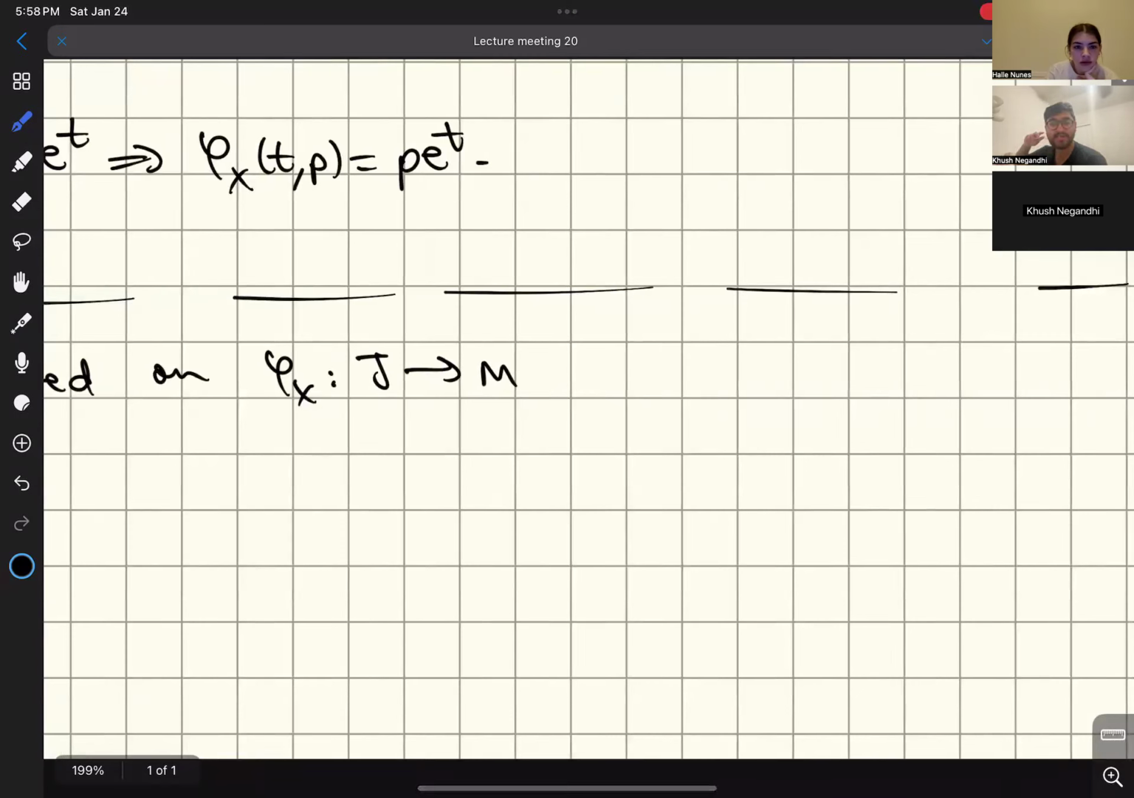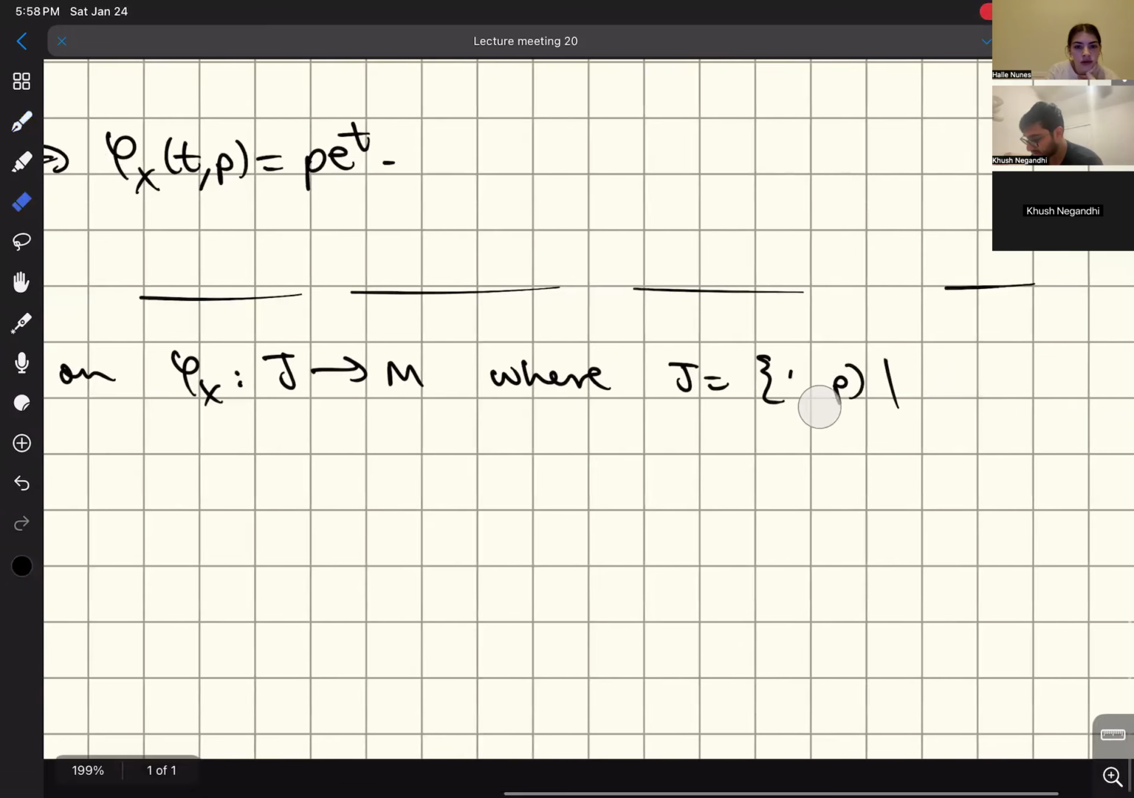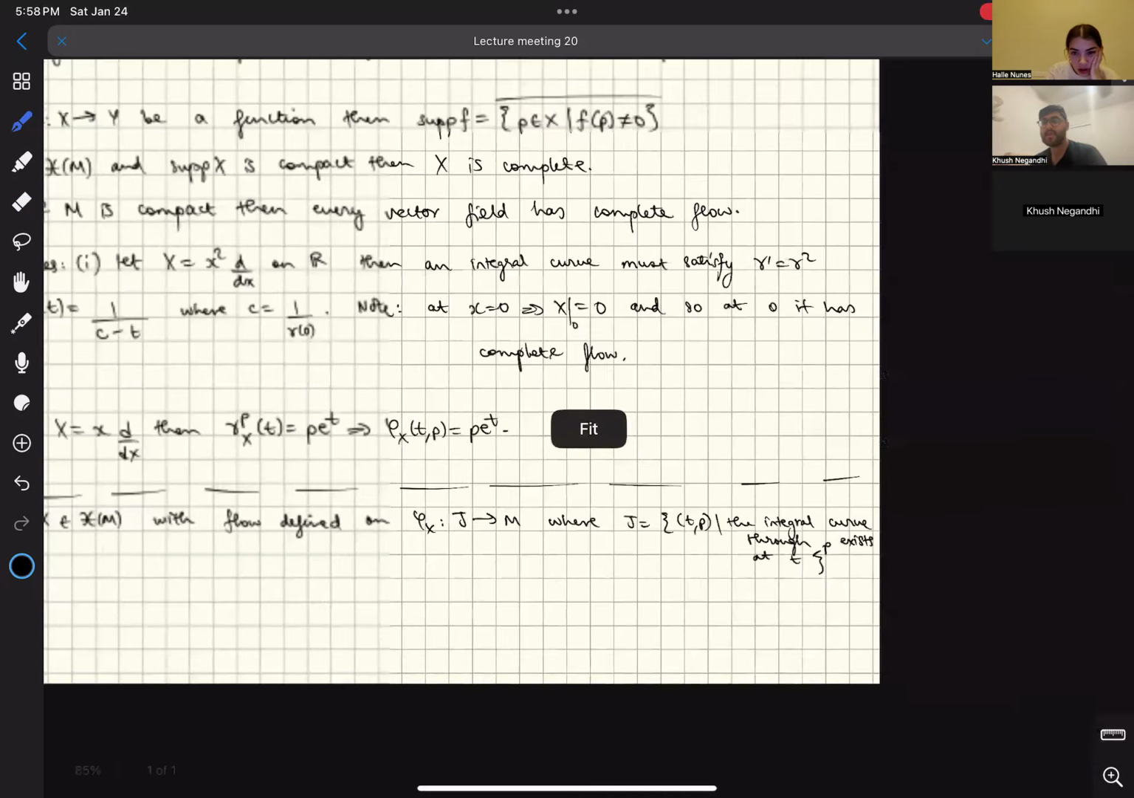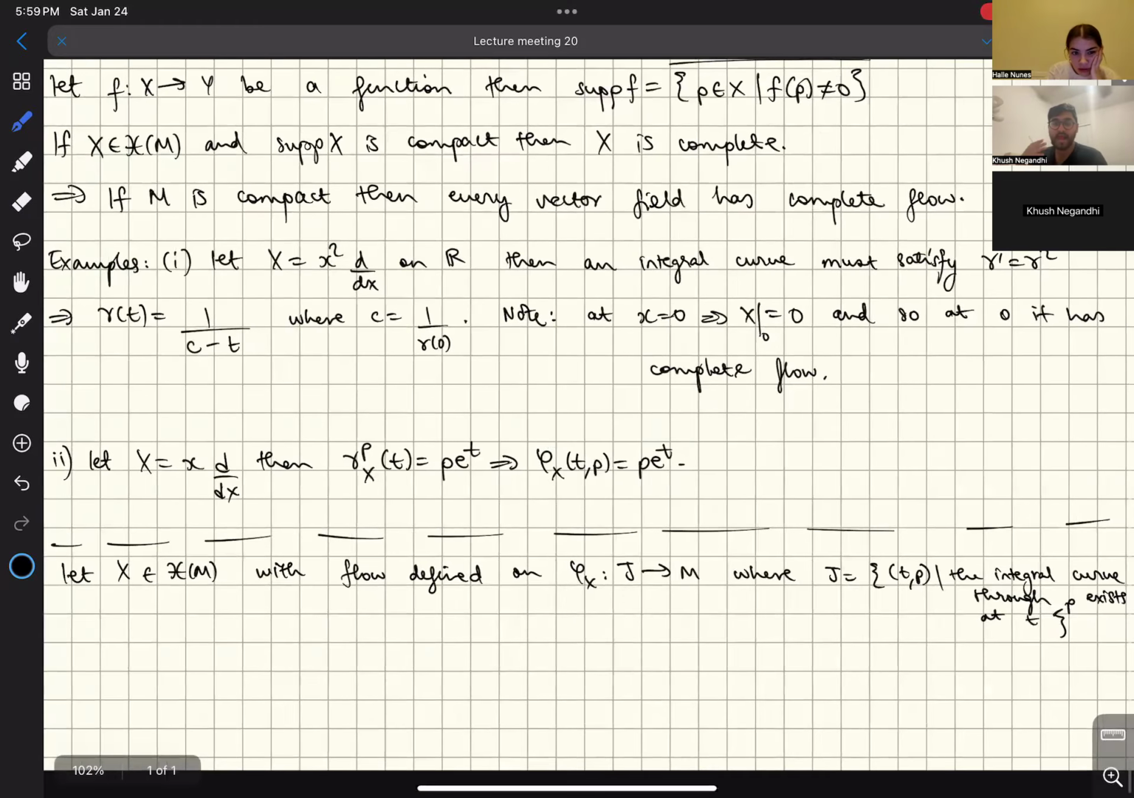Does that description of J make sense? J is the set of all t_P for which the integral curve through P exists at t. So we have the flow of P at the point t. Does this definition of J make sense?